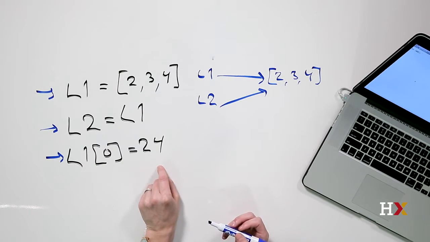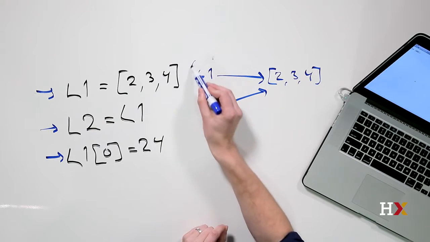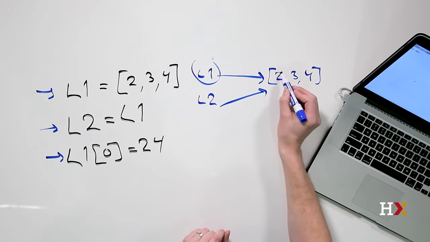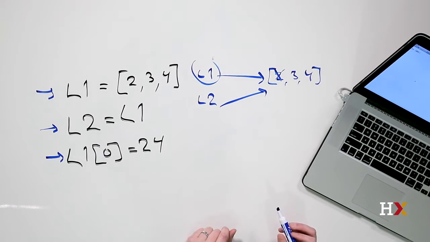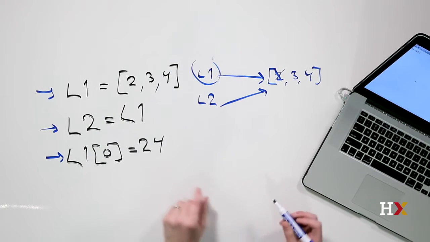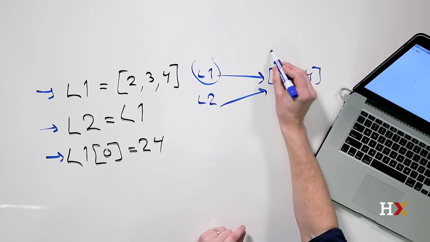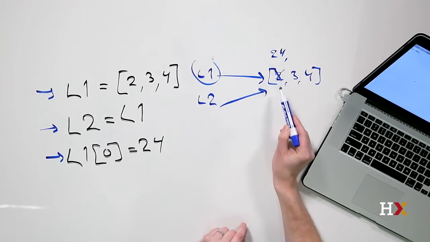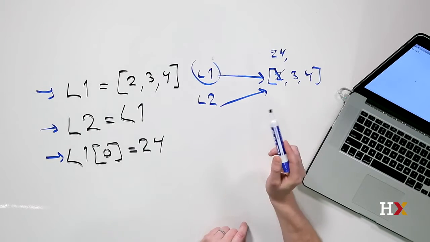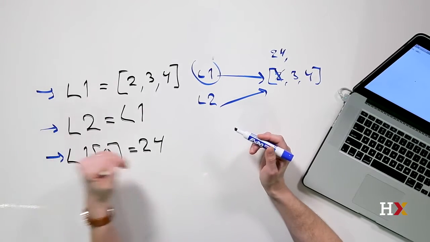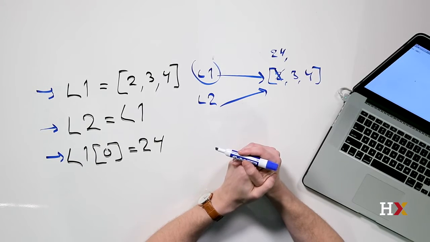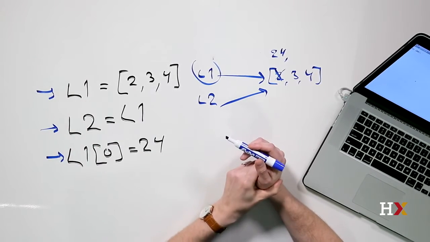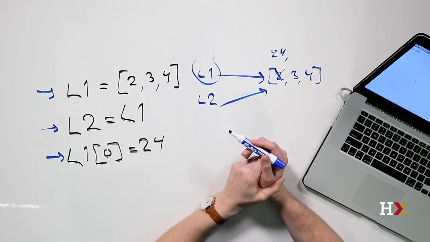In this case, what happens is we're using the name L1 to reference this object, and we're modifying the content of the number at location 0 from 2 to 24. After this modification, the content of the list is going to be 24, 3, and 4. By looking at the code here, your first impression might have been that you have 2 lists, L1 and L2, and only list L1 gets modified.